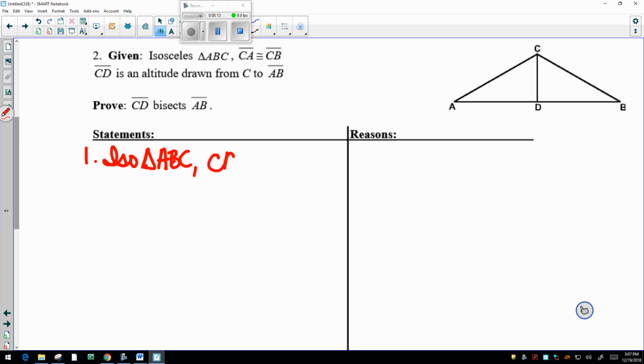We have CA is congruent to CB. And I'm actually going to mark that right now so I have my picture labeled. And then we have CD is an altitude. So that's our given information.